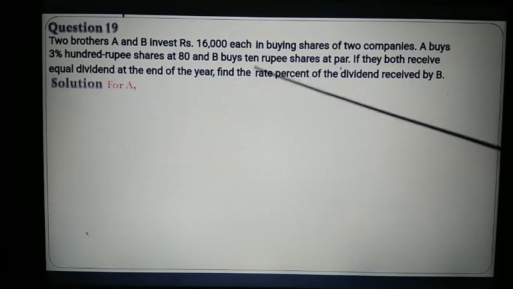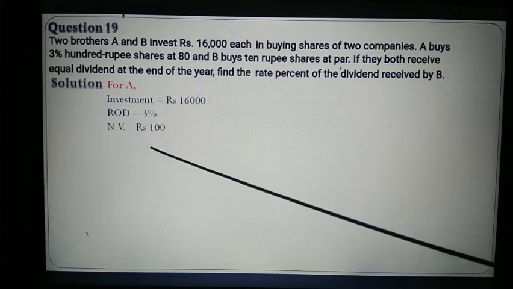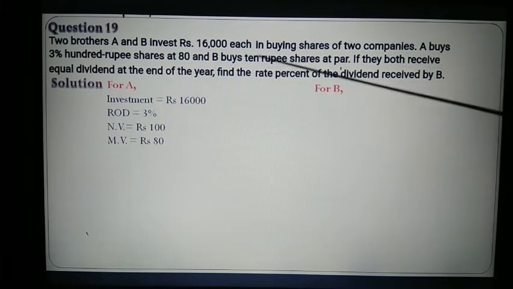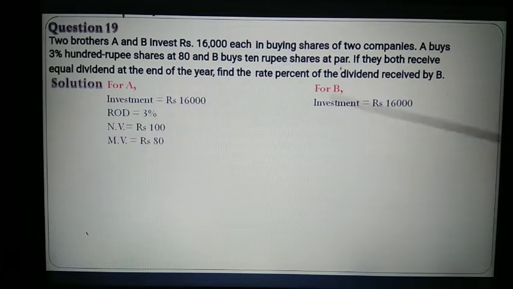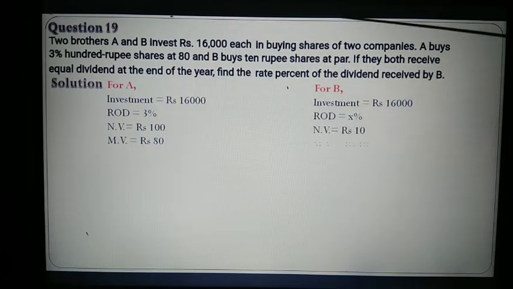Okay, so for A, investment is this much, rate of dividend is given to be 3%, nominal value is given to be 100 rupees and market value is given to be 80. Now for B, what is given? For B, investment is this much. Since the question is asking rate of dividend for B, I am going to consider this to be X%, and the nominal value is 10 rupees. Since this is at par, my market value will also be rupees 10.